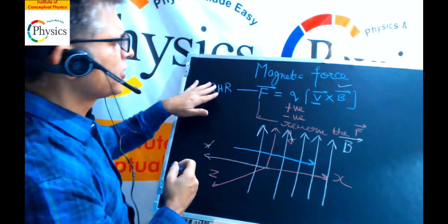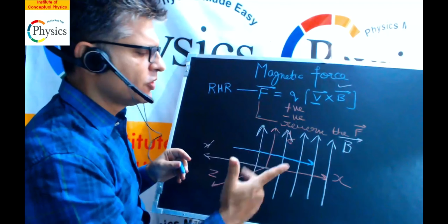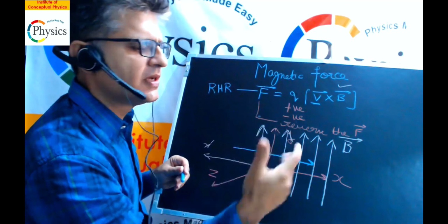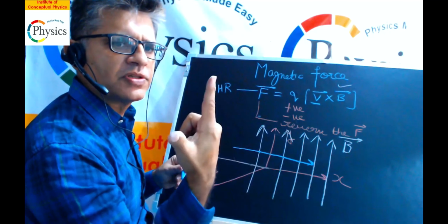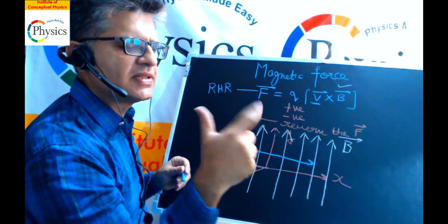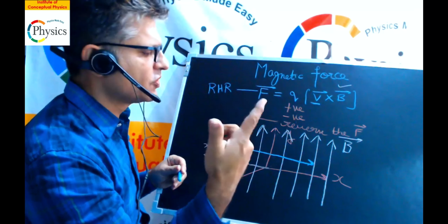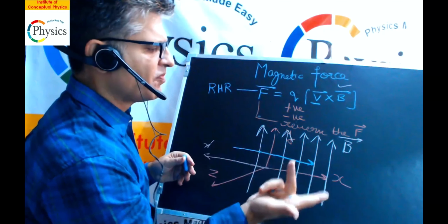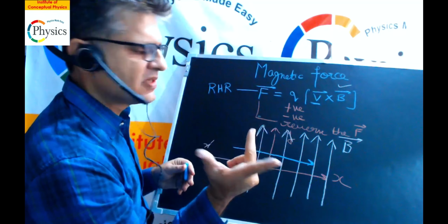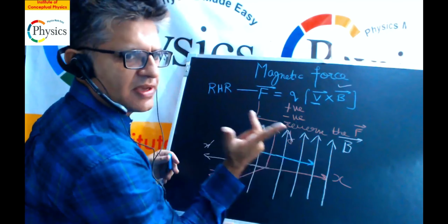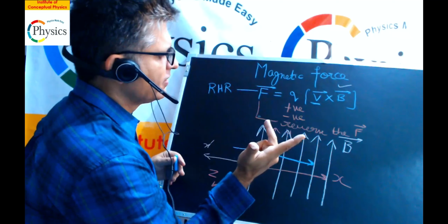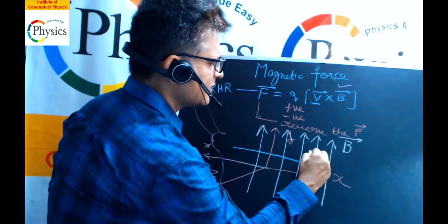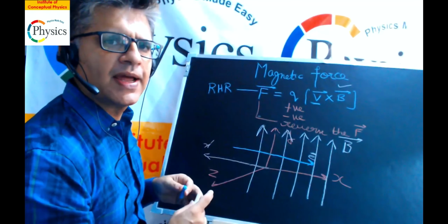Now, if you look into the right-hand rule, you remember that the middle finger represents the magnetic field. This finger is your velocity, and this finger is your direction of force. So we know that the magnetic field is upward, so I made it upward. I made the velocity towards the positive axis. But I know in my mind that it's an electron, so whatever direction I get, I have to reverse it.